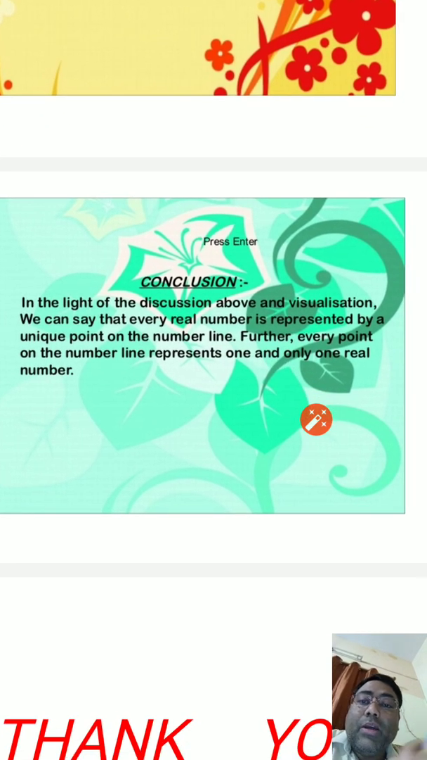Conclusion. In the light of the discussion above and the visualization, we can say that every real number is represented by a unique point on the number line. Further, every point on the number line represents one and only one real number.